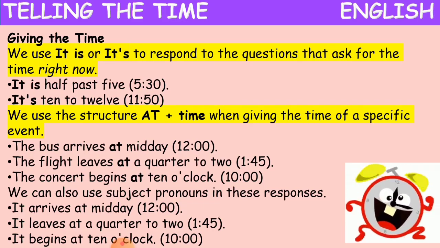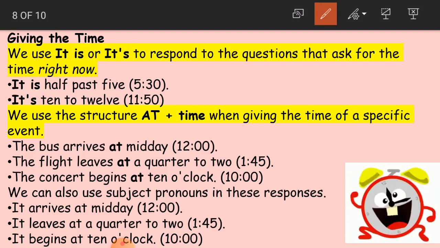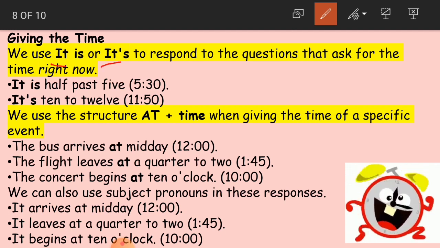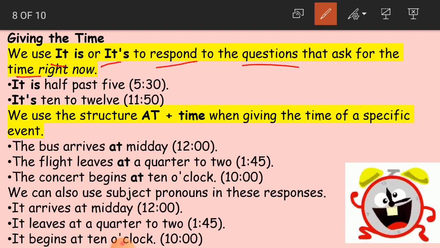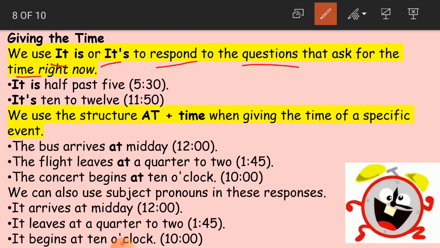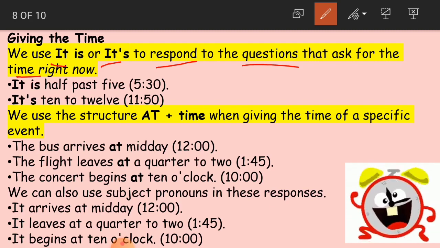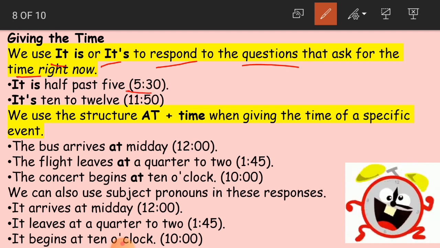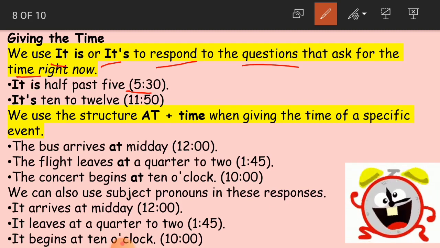Now, giving the time, that is if somebody asks you a question, how are you going to answer it? Like as we said, we use it is or it's. Both are correct to respond to the questions that ask for the time right now. So what is the time right now? If somebody asks you, it is 5:30. If it is 5:30 in the early morning, or if it is 5:30 in the evening, you can say it is 5:30.